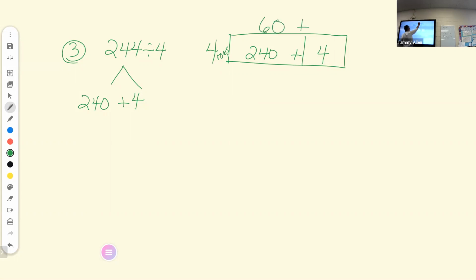4 divided by 4 is? Is it always going to be a 1 there? No, no, no. I picked out easy ones to start with. Do we understand that? We're going to ramp it up. Are we okay so far? Any questions so far?